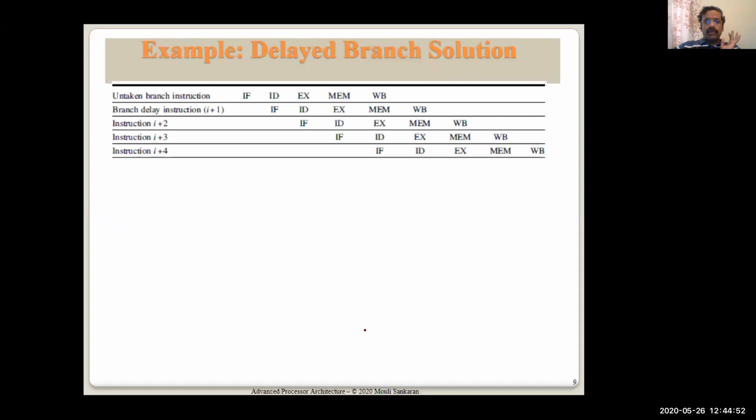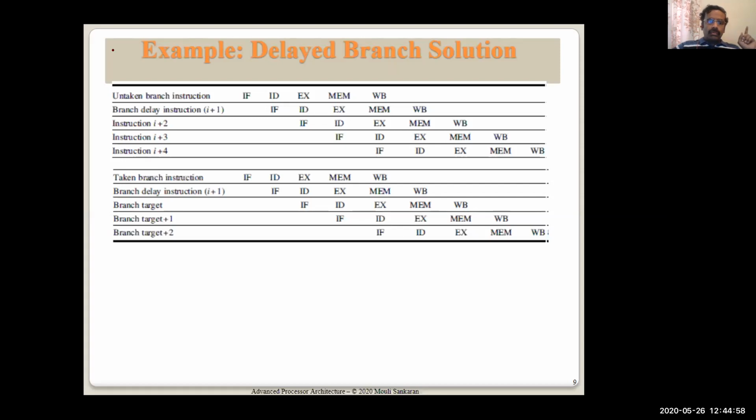Before that, I will show you the example of what I mean by delayed branch. This is actually the same as what I showed you earlier. I don't see any difference, right? This picture I already showed you. The only thing is I am calling this instruction a branch delay instruction.